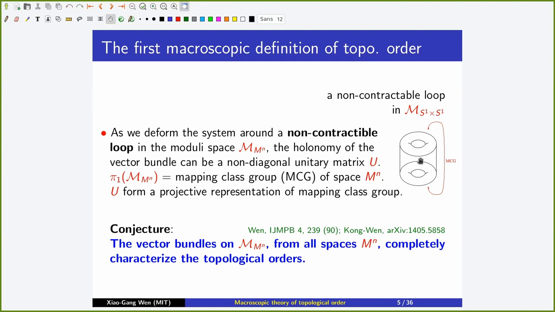And so a contractible loop is more like a perturbation. You can do a big loop, you can do a small loop, but a small loop is like a perturbation. So for a perturbation, you can never split the degeneracy. Actually, when you do a non-contractible loop, you will split the degeneracy. So this is actually important.